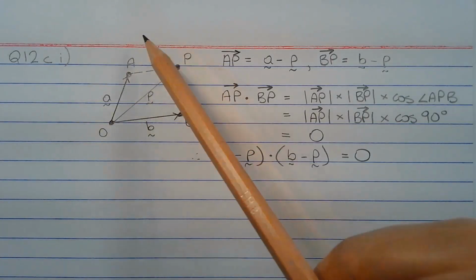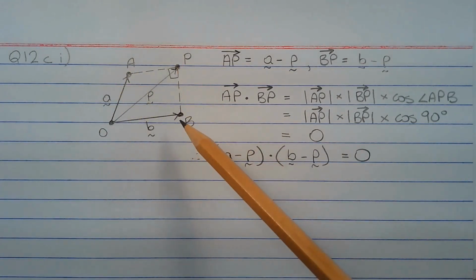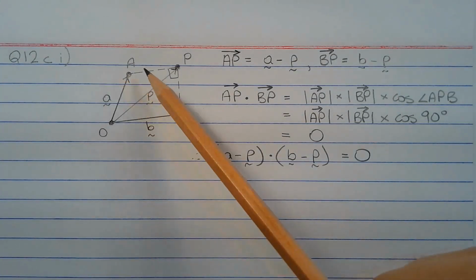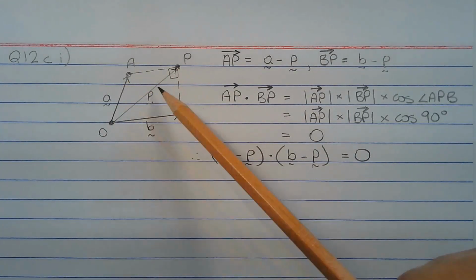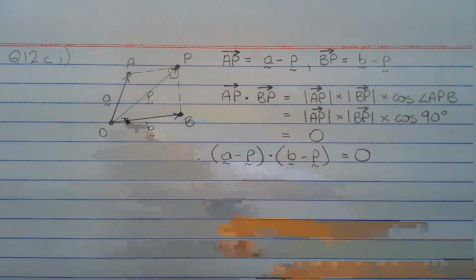Here is a diagram that reflects the information in the question. We have 3 points, A, P, and B, and position vectors A, P, and B respectively. Angle APB is 90 degrees. Now vector AP is vector A minus vector P, and vector BP is vector B minus vector P.